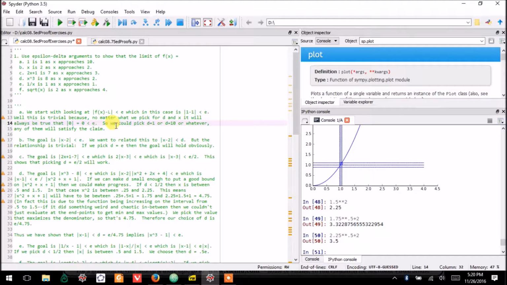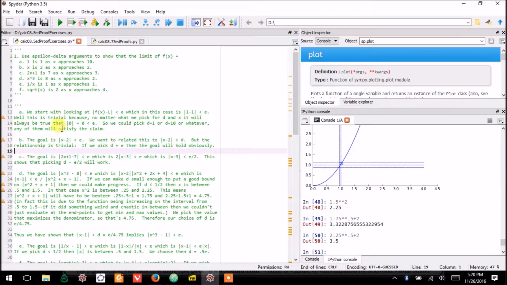E is, by definition, some positive real number. And so it doesn't matter what we choose for D, any choice will work. And so we could choose it to be 1 or 10 or anything else. We always get this inequality, and therefore the limit statement holds.